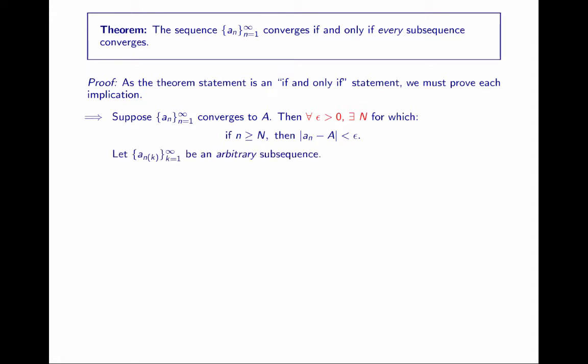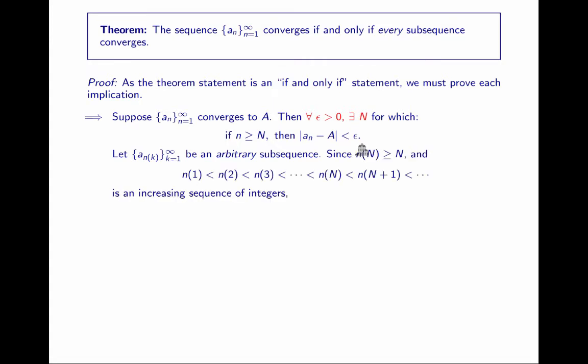Now, let's take from this sequence an arbitrary subsequence. And the fact that this subsequence is arbitrary is important because we're trying to show something about every subsequence. Now, since n_N, in other words, if I take the big Nth entry of my sampling, I have to get something from an index that is past or equal to big N.